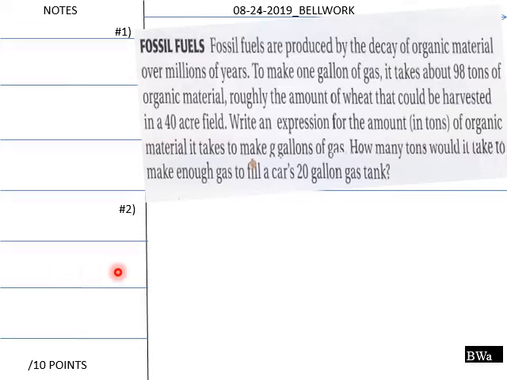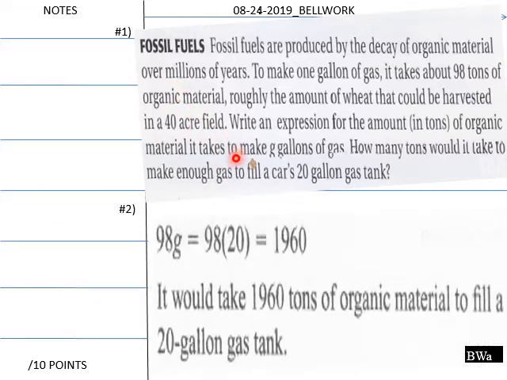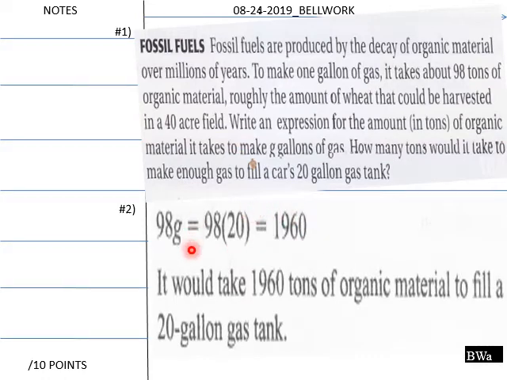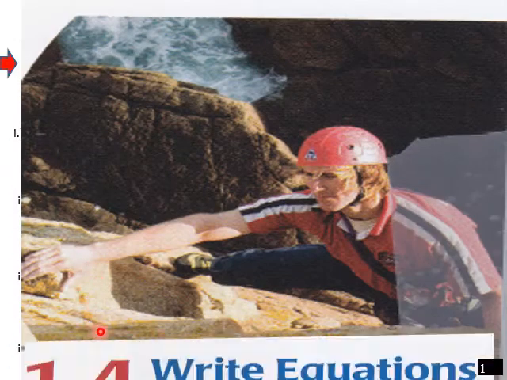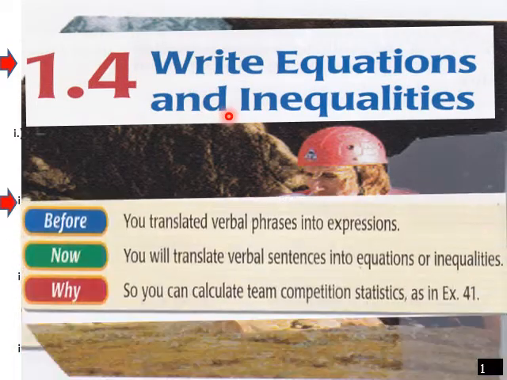Okay, welcome back, students. Hopefully you have a good response here. Here is your response, 98 gallons. So 98G is 98 tons of material to fill a 20-gallon gas tank. It would take 1,960 tons of organic material to fill a 20-gallon gas tank is what that comes out to. 1,960 tons.